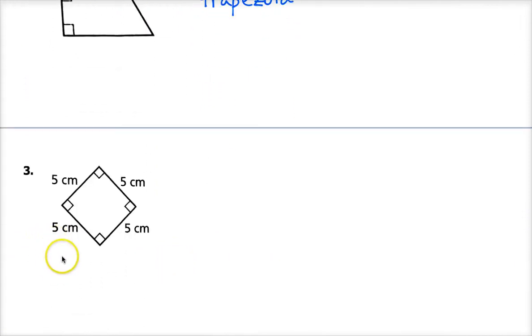Okay, number 3. This figure has a lot of names. The most general name we can give this figure is a parallelogram. The opposite sides are parallel to each other, so that makes this a parallelogram, 2 pairs of parallel sides. This figure also has right angles, so a parallelogram with right angles we call a rectangle.